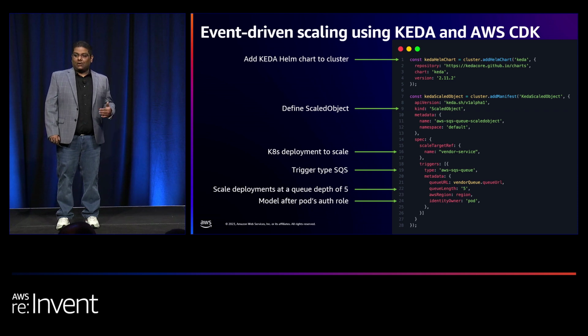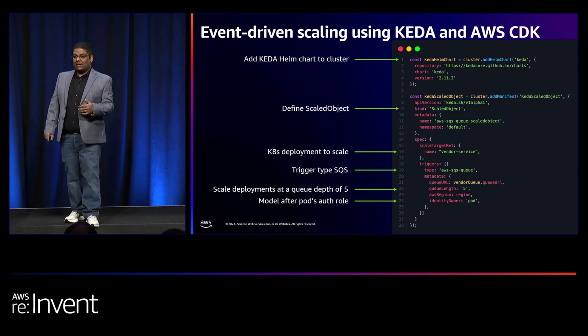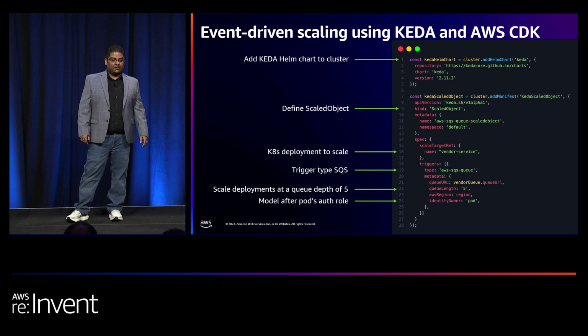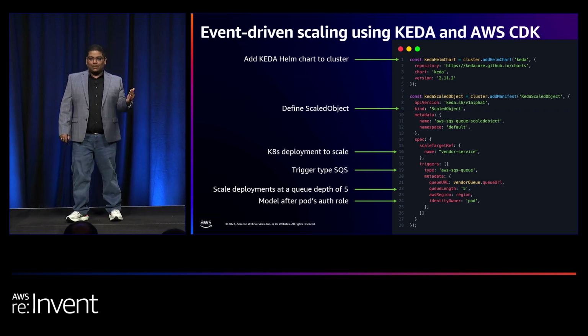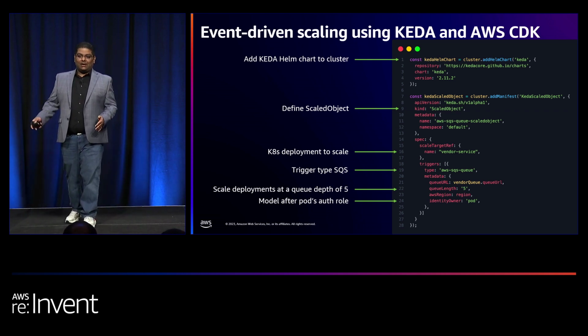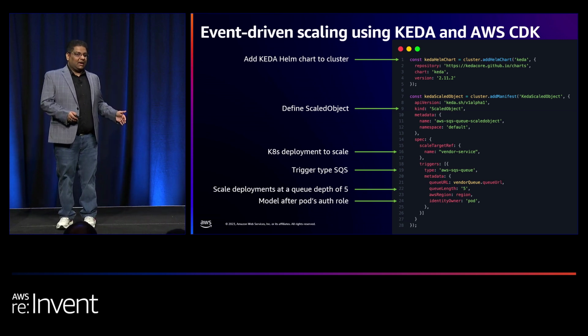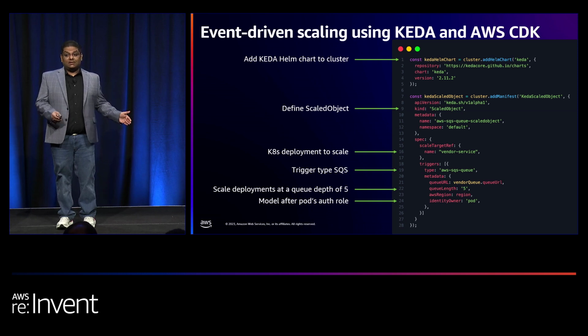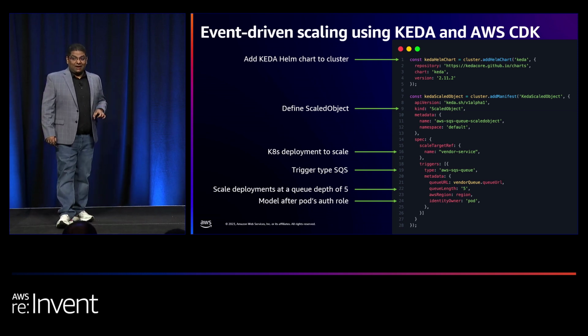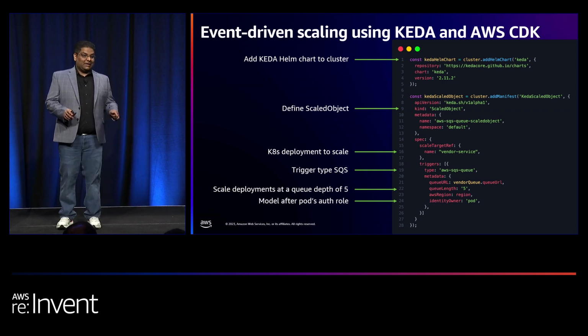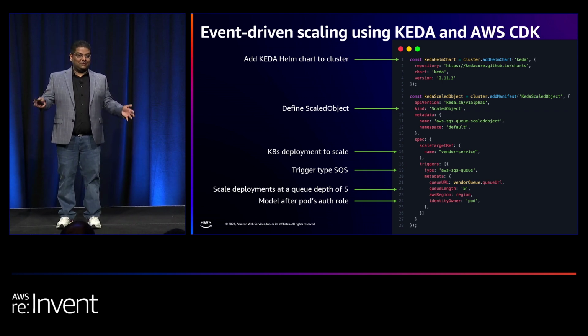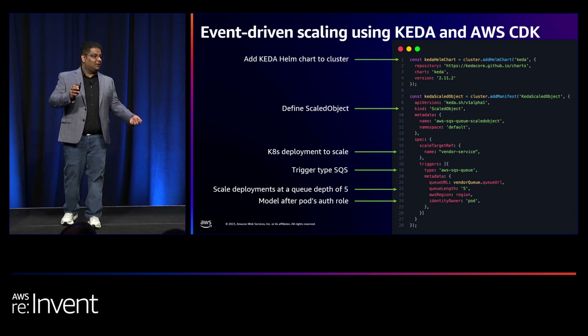And then you can model after the pod's auth role, so you don't have to build your own authentication role for it. So you get the whole setup, and you can say that my pod should scale not just on CPU or memory, but now I want them to scale based on the number of messages that are in the queue. Now this is KEDA, which will scale the pods, but in order for you to scale the nodes, you would need something like Carpenter. So there is a difference between how you use Carpenter and KEDA.